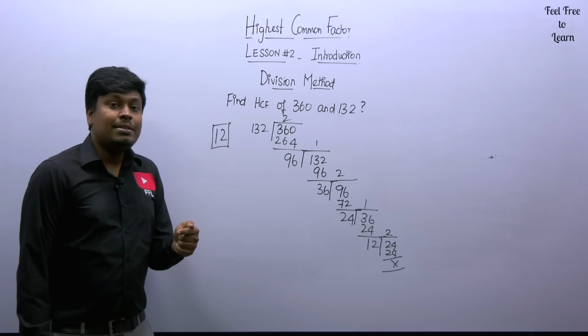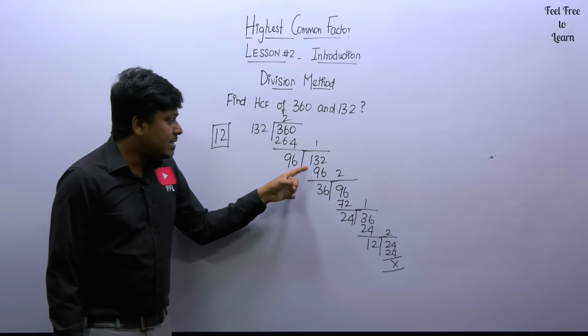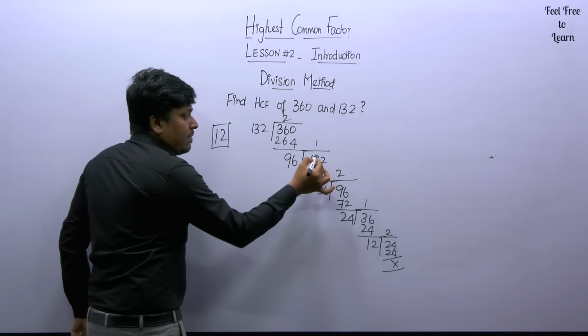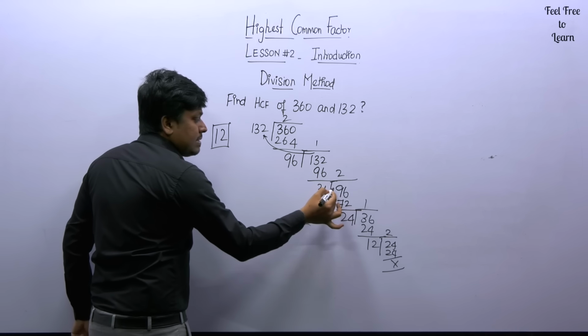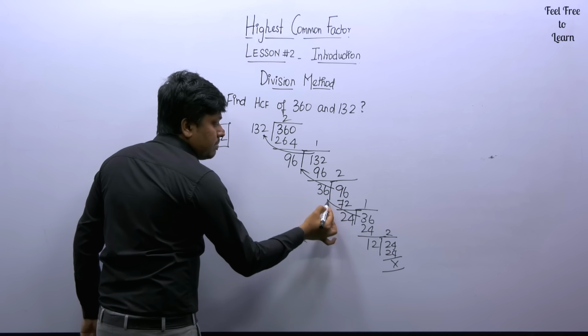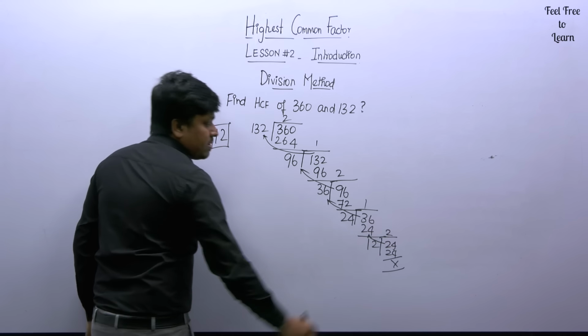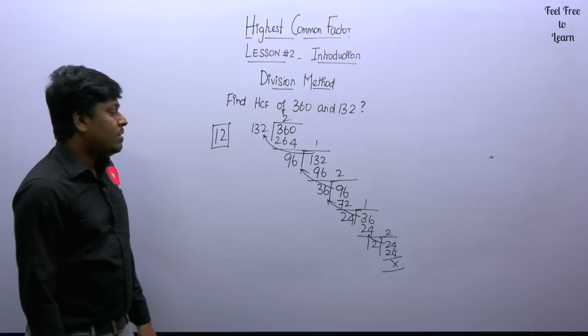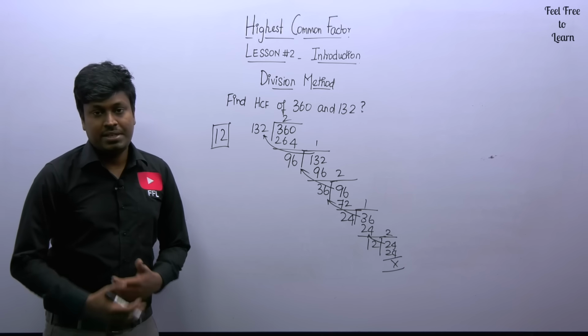You have to take the divisor in the previous iteration, right? Just see here, in this step I have taken the previous divisor. In this step I have taken the previous divisor. Got it or not, right? This way you have to solve the question by a division method.